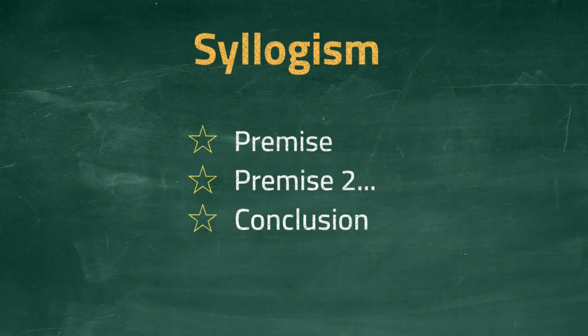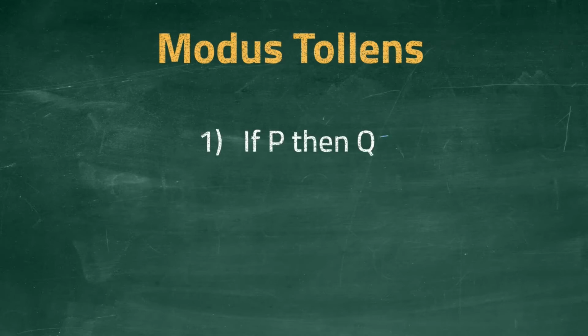Now let's look at an example. This example has a fancy Latin name, Modus tollens. The name is not important. It is basically a simple type of argument using deductive reasoning. It begins with a premise. If P, then Q. This means if P is true, then Q must also be true. Another way to think of it is that P causes Q, so if P happens, then Q must also happen.